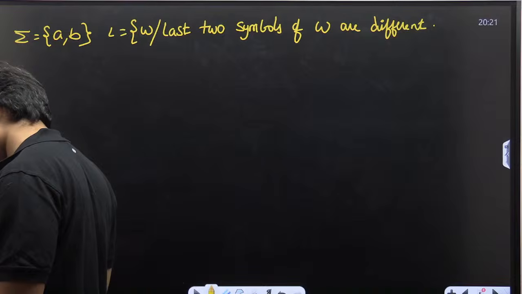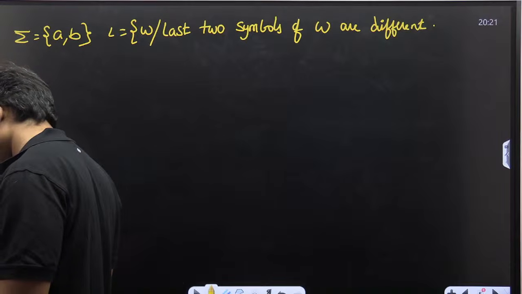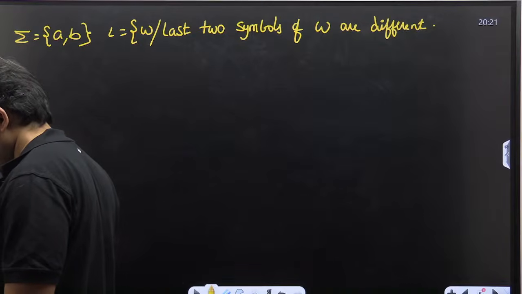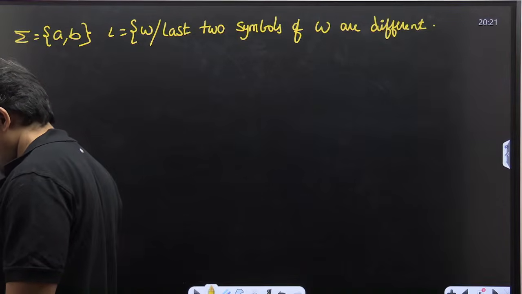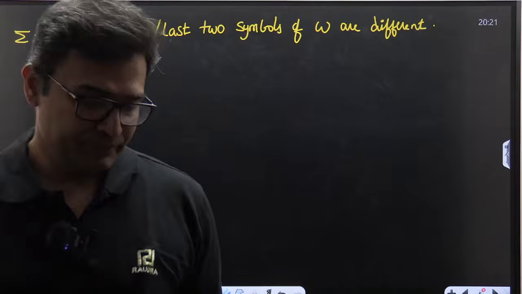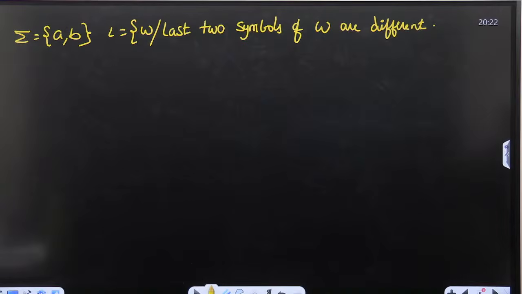Ajay, your diagram I'm not able to. Yeah, you are combining the AAA and BBB, right? How can you check it? That is wrong, Ajay. Okay. Try doing this question, guys. It is a simple question. Last two symbols of W are different.